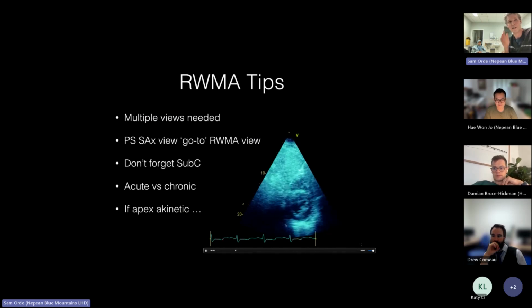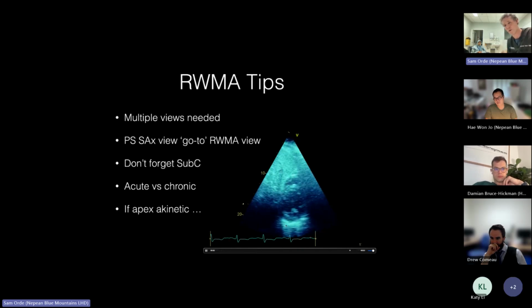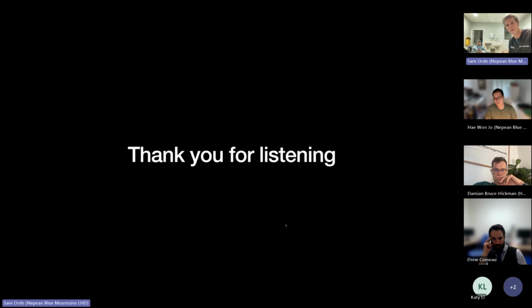And the last thing is, if you think that apex is akinetic, you've got to go looking for clots. That's where, in the critically ill in a hypercoagulable state, you can think about clots up there. And we'll talk about that when we talk a little bit more about LV function. Thank you very much for listening.